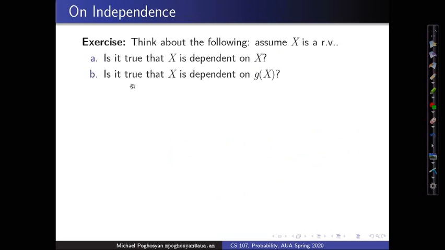And one thing to think about: can you prove by our definition that X is dependent on X, or X is dependent on g(X)? g is some function.